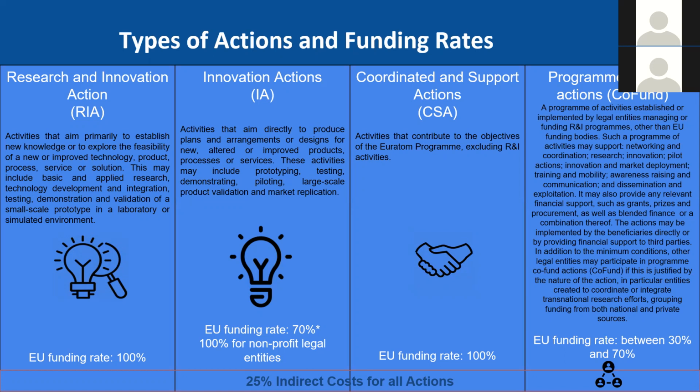For the research and innovation actions, it's still 100% for everyone. For innovation actions, it's 70% unless you're a nonprofit legal entity, in which case you still get 100%. And for CSAs, again, it's 100%. And for all of these, you always get the flat rate for indirect costs, which is 25%. A very important point here is with regards to the CSA, the activities that are foreseen here, the objectives have to be in line with the Euratom program.